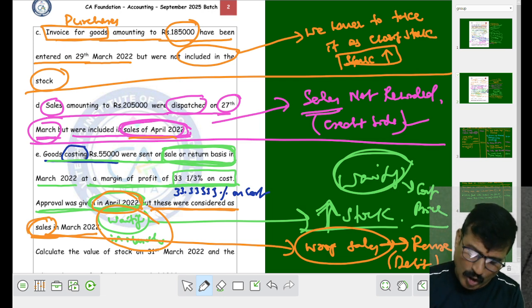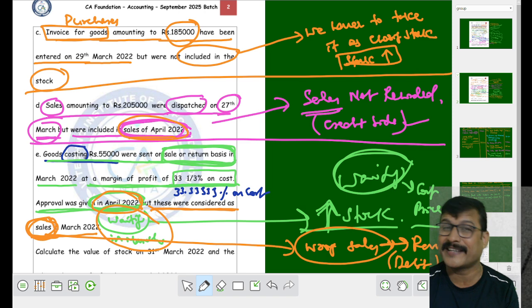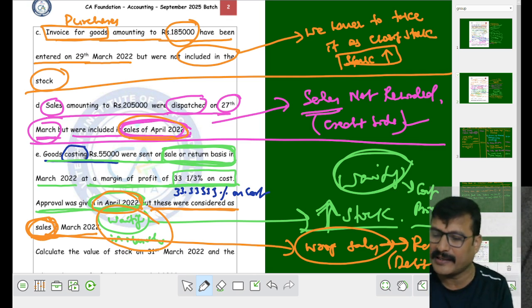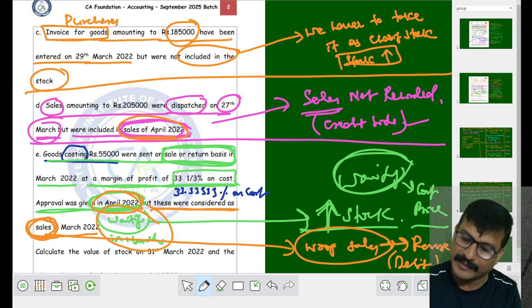Later, wrongly recorded as sales. See here, not recorded as sales in March, but here wrongly recorded as sales in March. Where do sales come? On the credit side. Wrong sales you wrote, where to put it? Put it on the debit side at selling price. Okay, I took it at selling price.